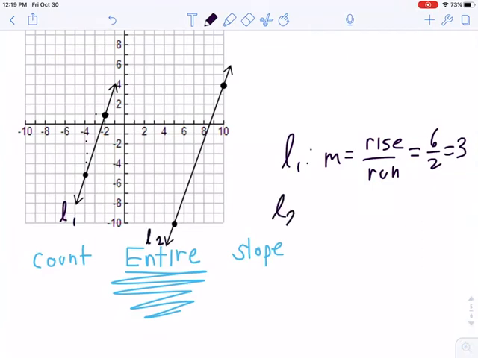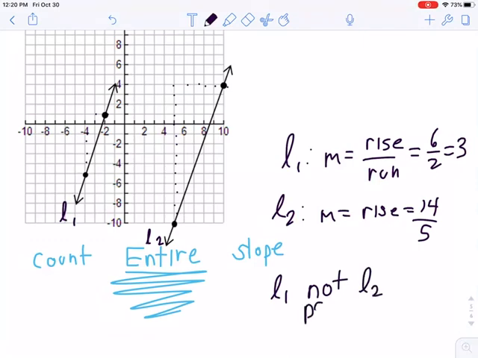And then for line 2, again, count the entire slope. It looks like it crosses right here, but I'm not sure. 1, 2, 3, 4, 5, 6, 7, 8, 9, 10, 11, 12, 13, 14. So the rise is 14 over 1, 2, 3, 4, 5. So line 1 is not parallel to line 2. Why? 3 does not equal 14 divided by 5. They're close, but they're not exactly equal numbers.